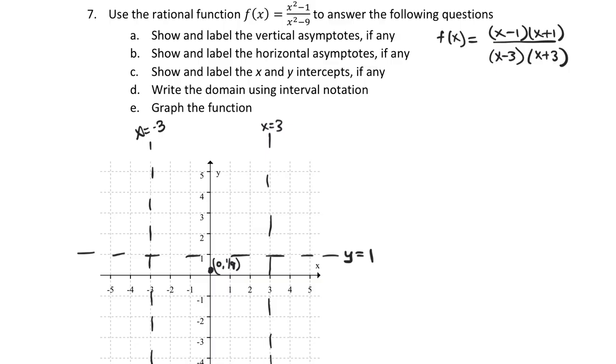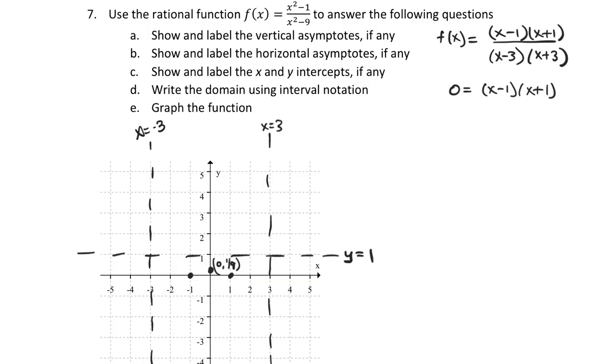The x-intercepts are when y is equal to 0. So f of x is the same thing as y. So if this were 0, the only thing that's going to make a fraction equal to 0 is when the numerator is equal to 0. So really what we're solving is, if y is equal to 0, we need to find out what makes the numerator equal to 0. So we need to just solve this equation. It's going to be positive 1 and negative 1. So those are our two x-intercepts, positive 1 and negative 1.